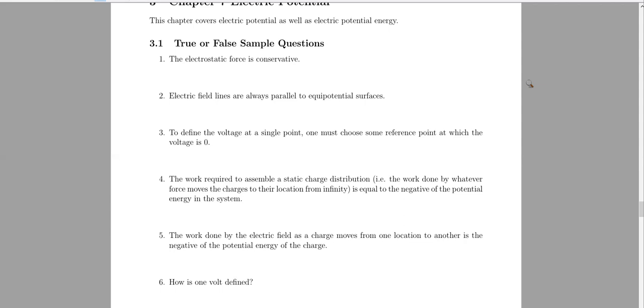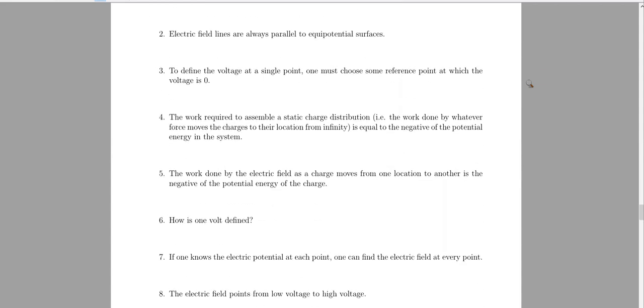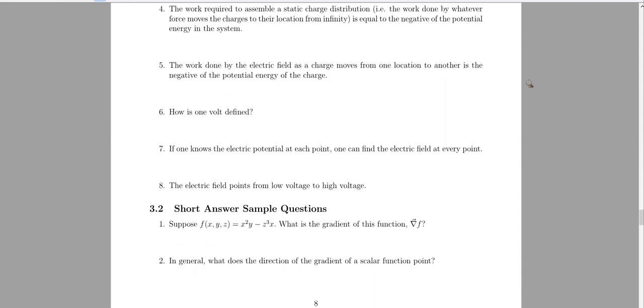So speaking of that, number 5, the work done by the electric field as a charge moves from one location to the other is the negative of the potential energy. That is true. That's by definition of the potential energy. How is 1 volt defined? Well, we defined 1 volt to be 1 joule per coulomb.